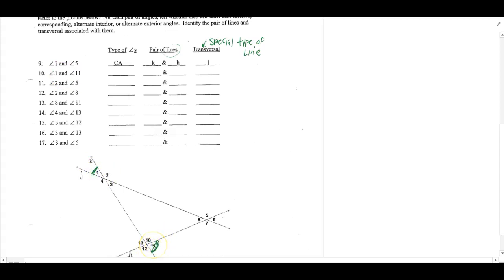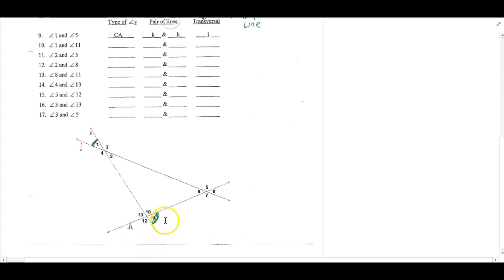And we say, well, what is the line that connects them? What's the line that 1 and 11 are both made of? And that ends up being K here. And so we're going to go ahead and call that our transversal. That by default makes the other 2 lines that make up 1 and 11 respectively, J and H, the 2 lines we're going to be using. So we'll call that J, we'll call that H.